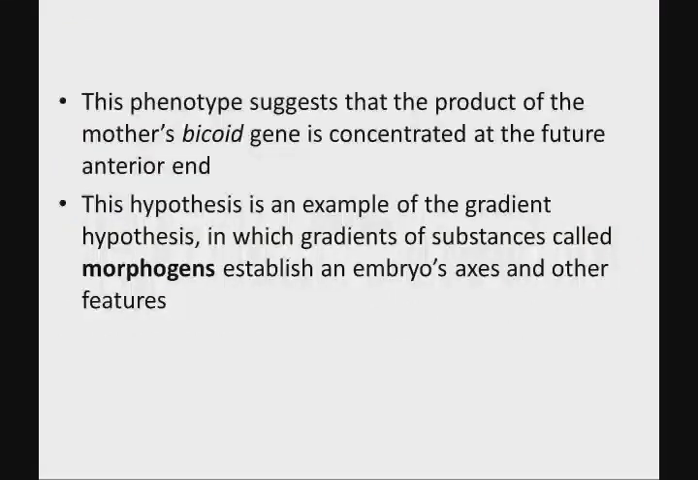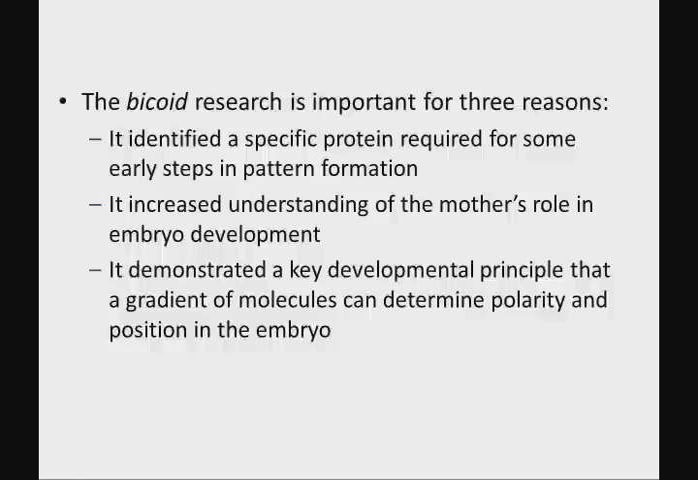So these morphogens are products in the cytoplasm, in a gradient, that establish the axes and the gross morphology of an organism, which is very, very powerful in biology. And bicoid is a great example because it shows you very specifically that one protein can establish pattern formation, and that mutations mom incurs in the formation of the egg, affecting how she creates the egg, can affect her offspring pretty dramatically.